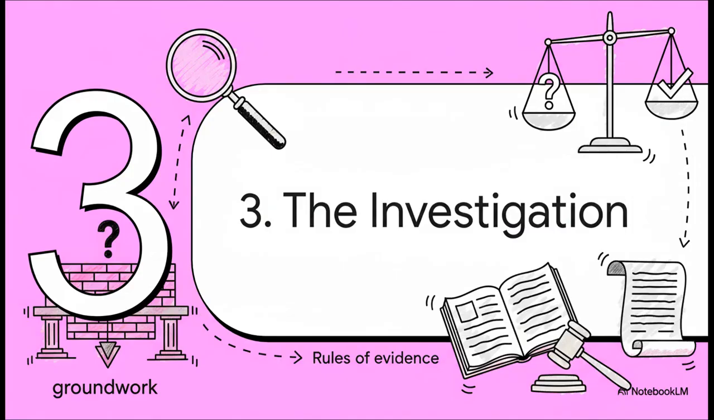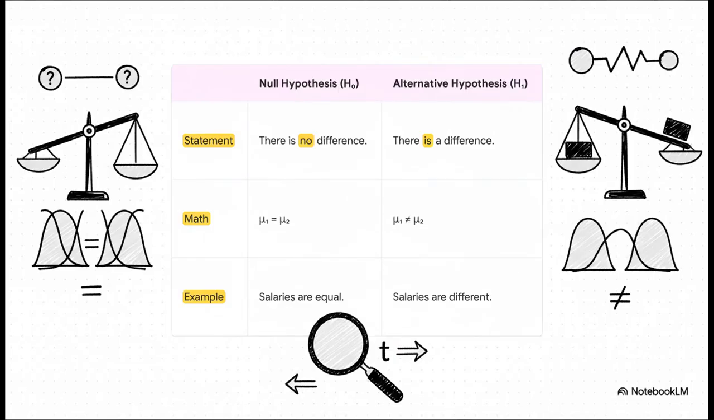Okay, so before we just jump in and start running our tests, we've got to do our prep work. Just like any good investigation, we need to establish our ground rules and our starting assumptions first. And this all starts by framing two competing stories. First, you've got the null hypothesis. You can think of this as the skeptical default position. Nothing interesting is happening here, the groups are the same. Then you have the alternative hypothesis. This is our exciting theory, the thing we're actually testing for, that there is a real difference. The t-test is going to help us decide which of these two worlds the evidence points to.